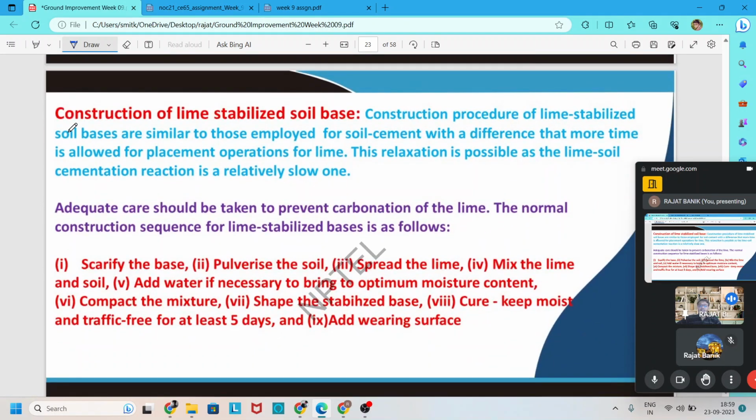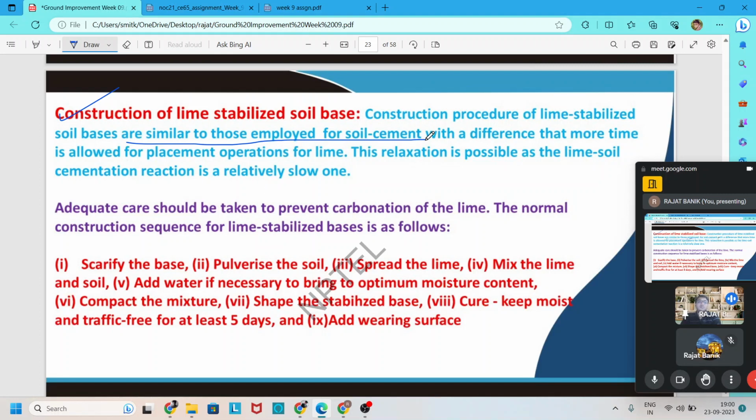Now we discuss the construction of lime stabilized soil, how it is constructed or used in the field. The construction procedure of lime stabilized soil base is similar to that employed for soil cement, that means the procedure of cement stabilization.